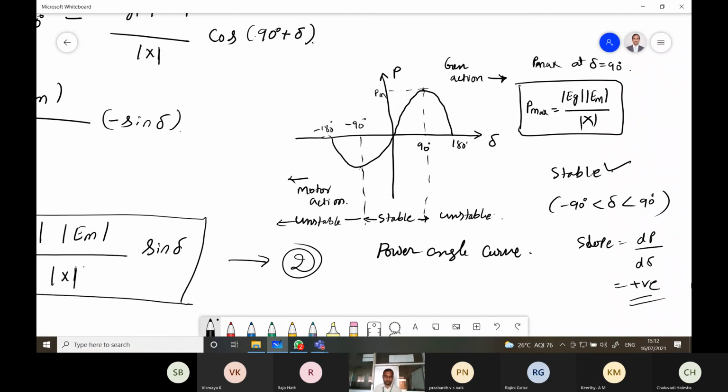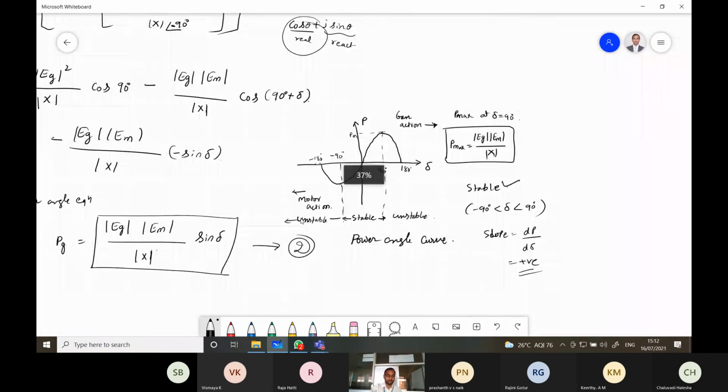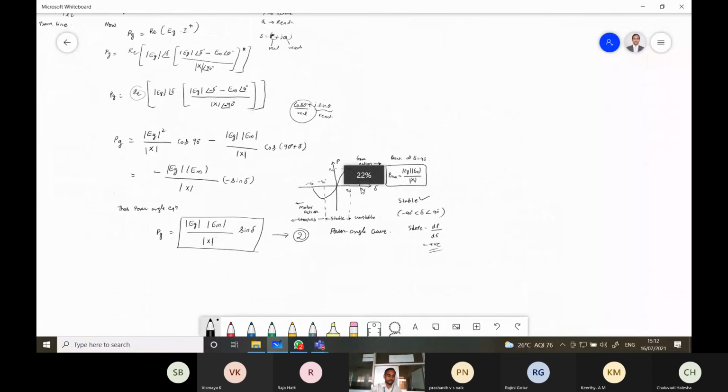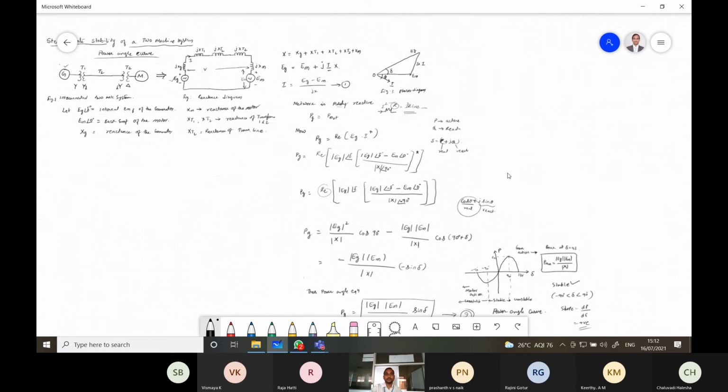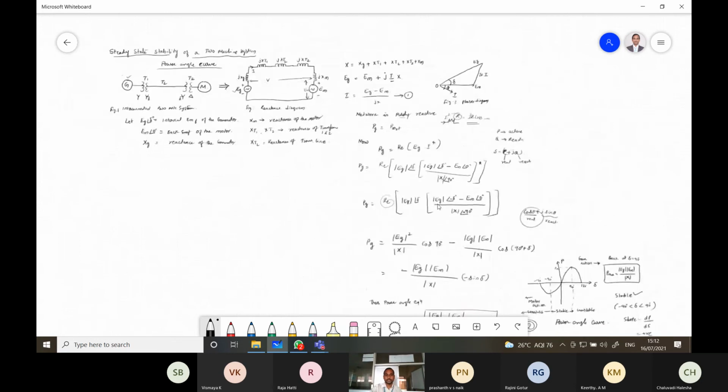Okay, we'll discuss some more problems in the next class. So in today's class we have discussed some more problems on the swing equation, and we have studied steady state stability of a two machine system. So any doubt regarding today's class? Anybody having any doubt? Is it clear?